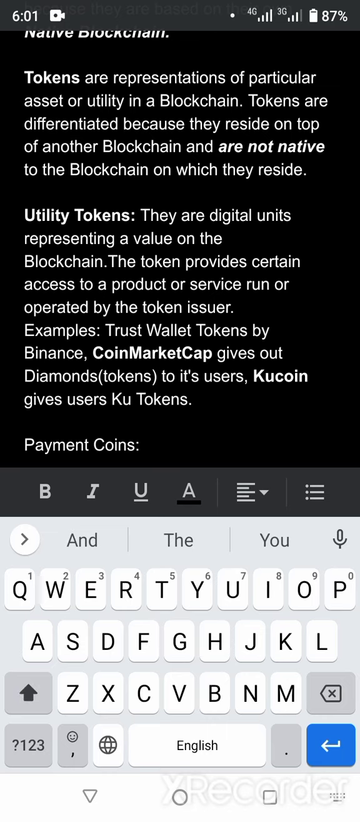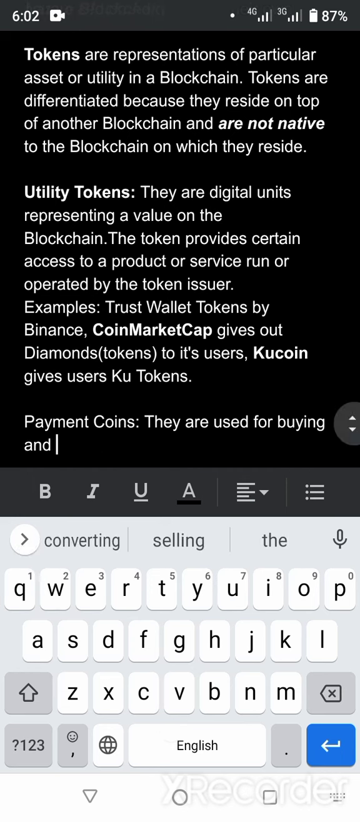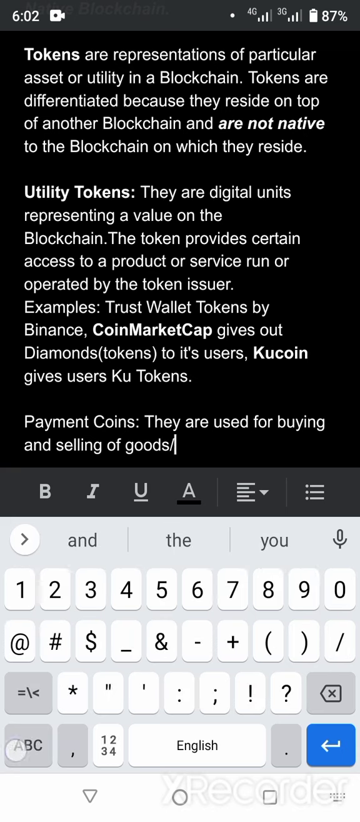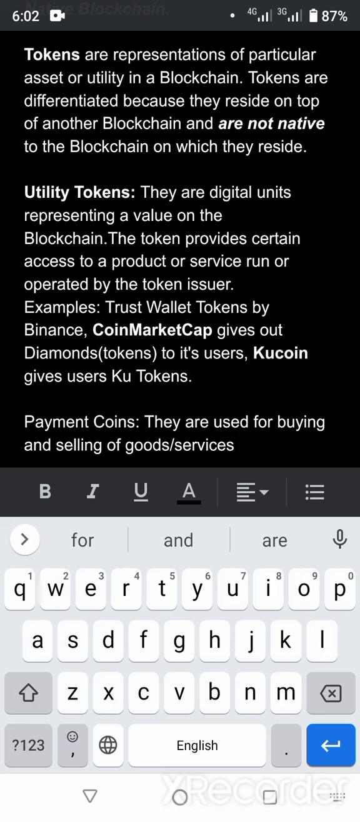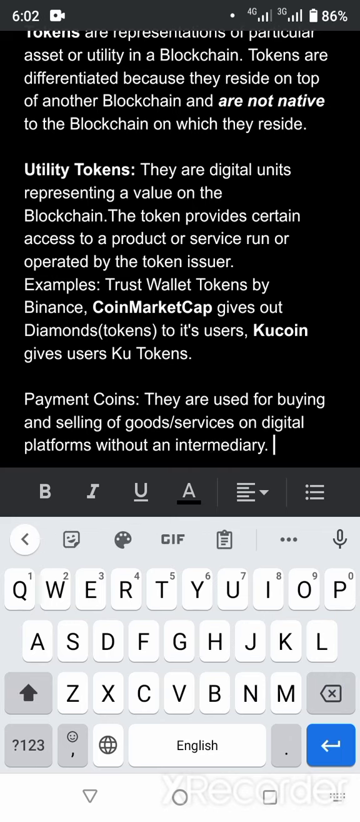Okay, let me just type this out for you. They are used for buying and selling of goods and services, whatever as the case may be, on digital platforms without an intermediary, as it happens in your traditional market, with your cash in your hand, your fiat currency, the way you use it to buy goods, to pay for services, to exchange. That's what payment tokens are.